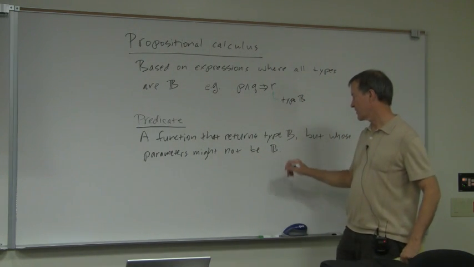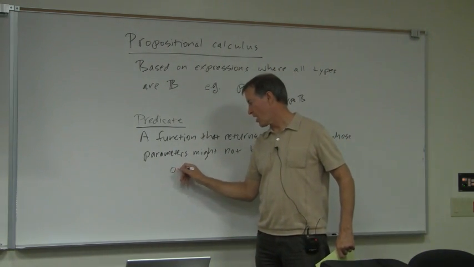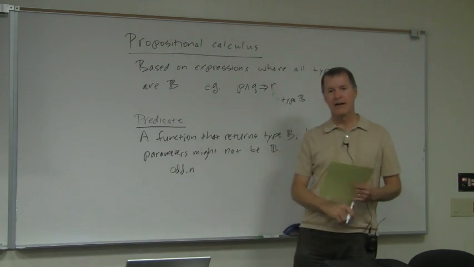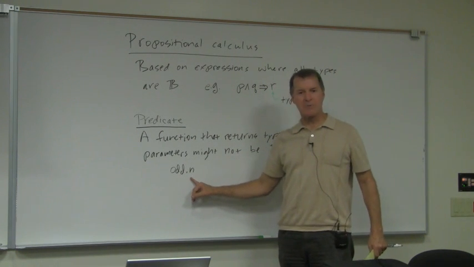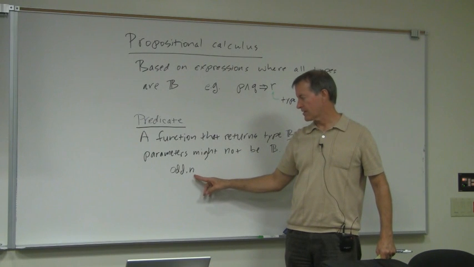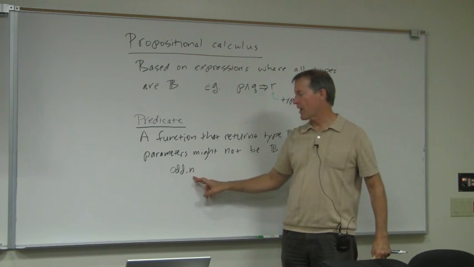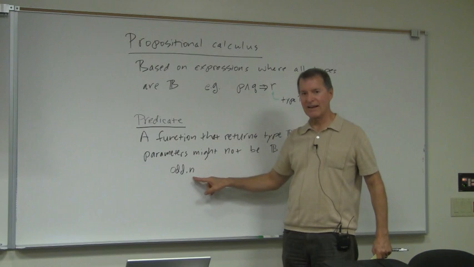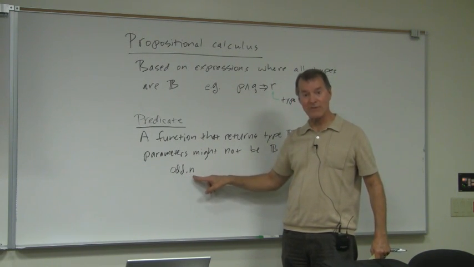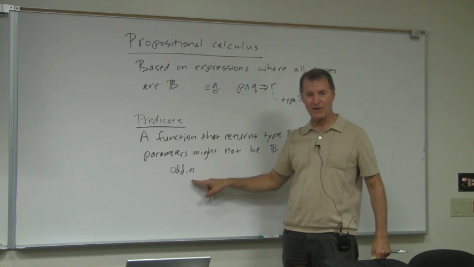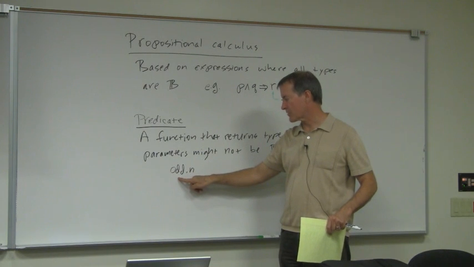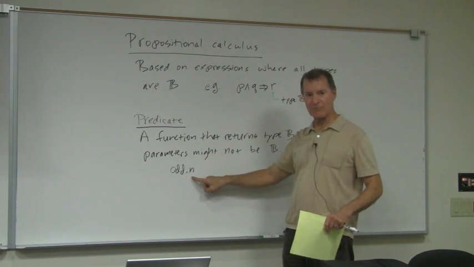Let me give you an example. Here's a predicate: odd.n. What do you suppose the type of n would be in odd.n? It would probably be integer, big Z. Even though n is an int, odd.n is either true or false. In other words, odd.6 is false, odd.7 is true, because 6 is not odd and 7 is. So here's an example of a function that returns type Boolean, but its argument is not type Boolean.